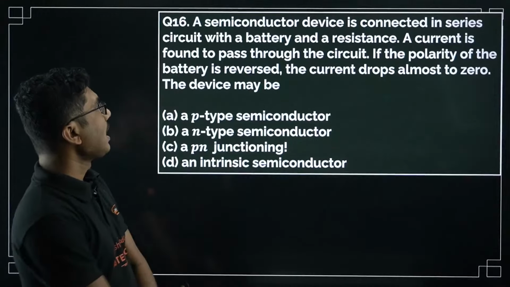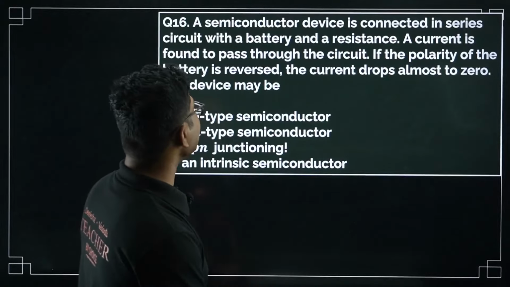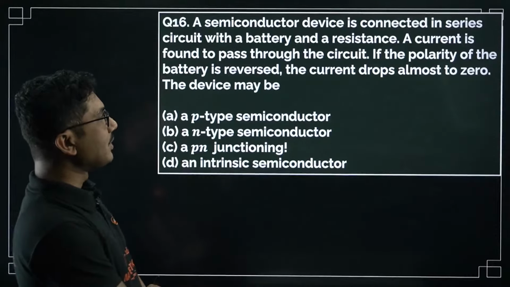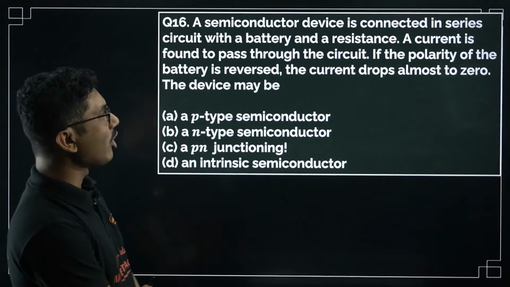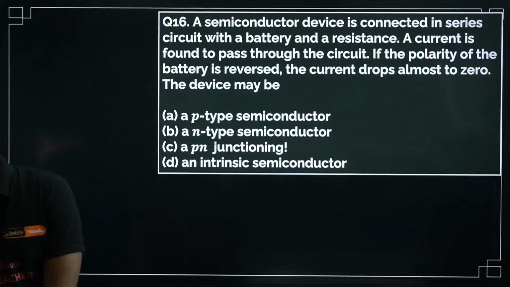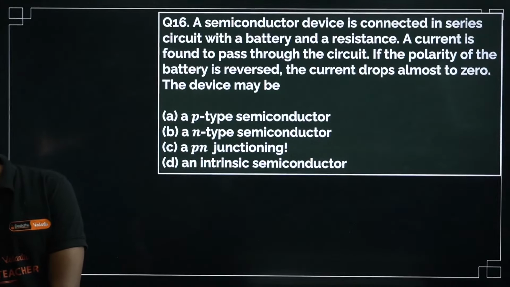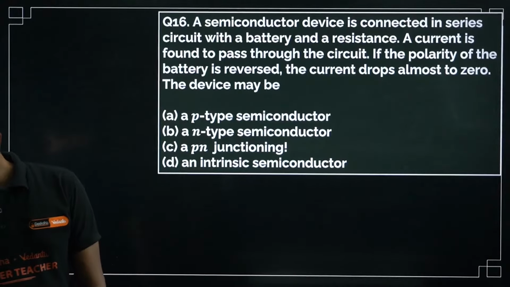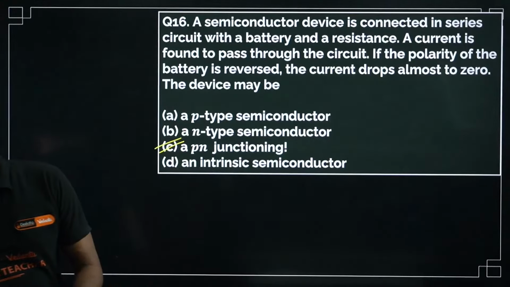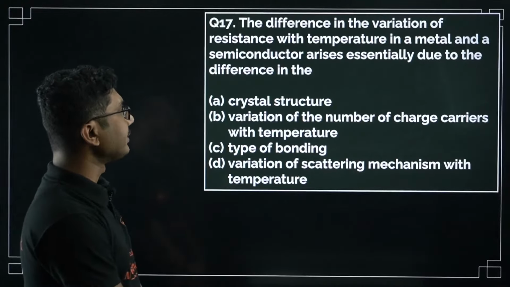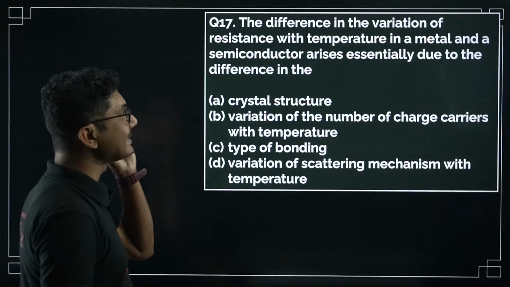Now next question. A semiconductor device is connected in series circuit with a battery and a resistance. A current is found to pass through the circuit. If the polarity of the battery is reversed, the current drops almost to zero. The device may be. What is the name of the device? So it is a PN junction. Option C.